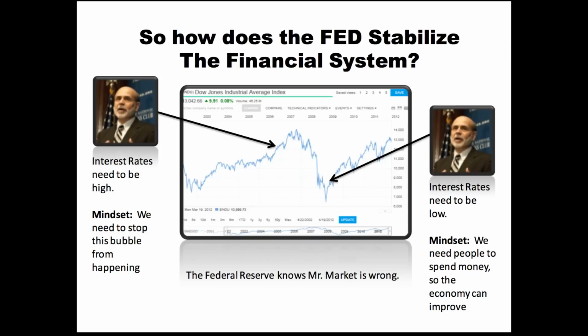We need people to spend money. So what do they do? They lower the interest rates because they need all that money to get out in the system, and they need people to start buying things so that the economy then grows again. So if there's one thing that the Federal Reserve knows, it is that Mr. Market is wrong, and they're trying to counteract Mr. Market by adjusting those interest rates.